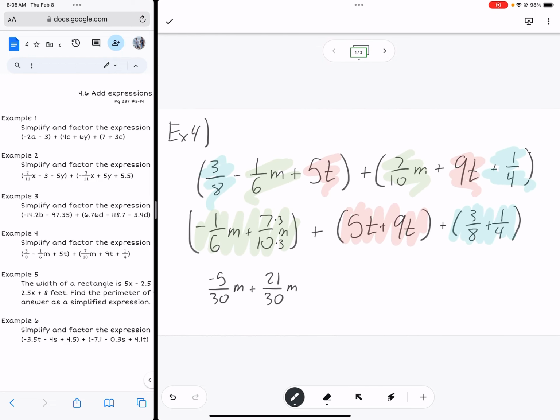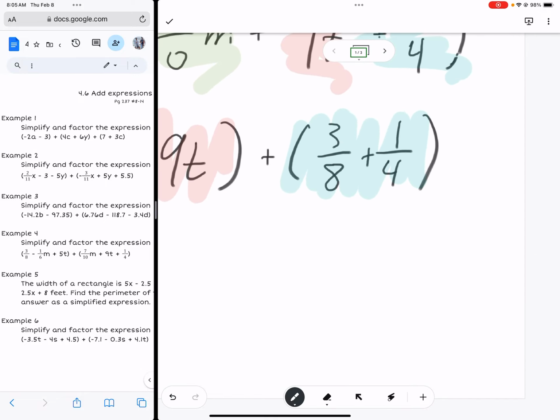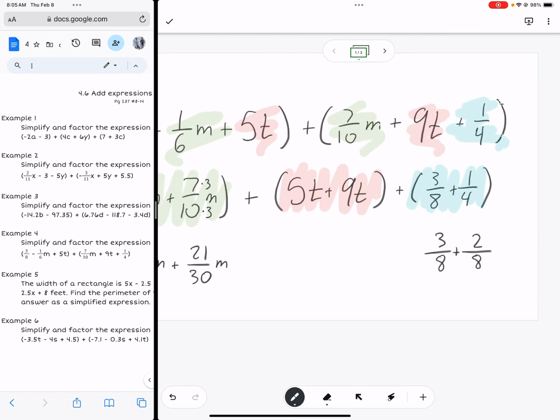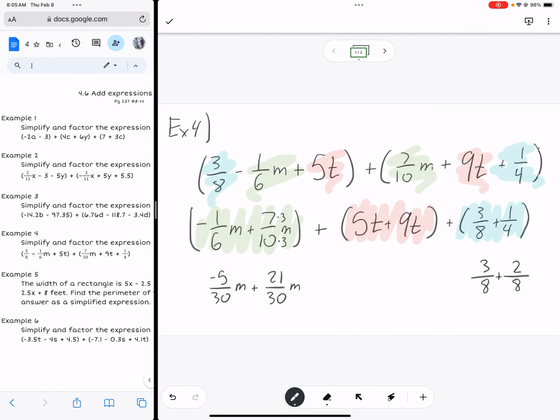Let's go over to the blue side and find a common denominator. All right, Josiah, what's my common denominator over there? 8. So the 3 over 8 stays the same, but the 1/4 turns into a 2 over 8. Yep. And then in the middle, the red one, 5t plus 9t equals 14t.